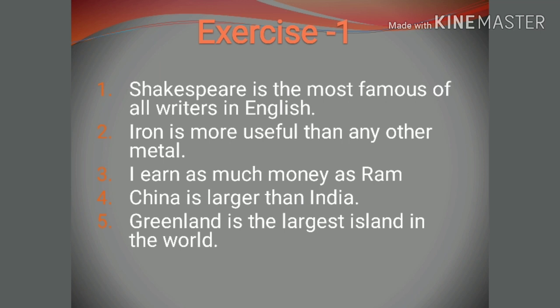Third sentence comes under model number 4. I earn as much money as Ram is in positive degree. Ram earns more money than I is comparative degree. Fourth sentence comes under model number 4. China is larger than India is in comparative degree. India is as large as China is in positive degree.